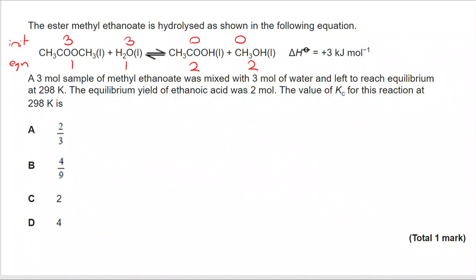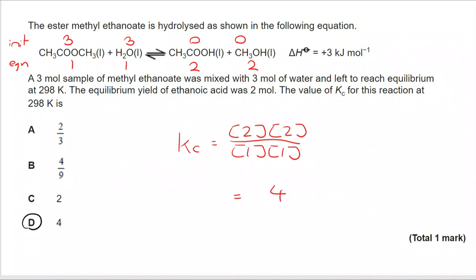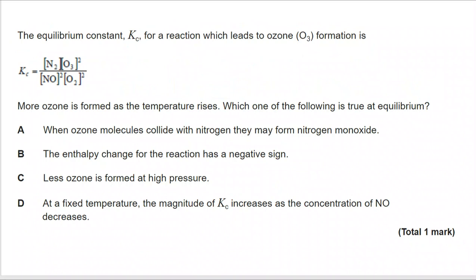I can then put those into the Kc expression. Product over reactants, I end up with 4 over 1. Correct answer is 4. Correct answer is D. Okay, on to the next question.